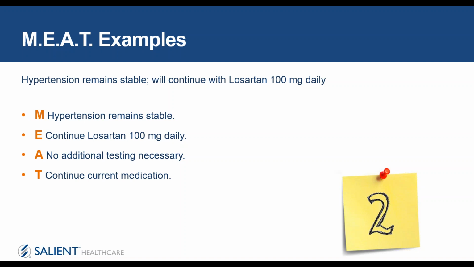So here we have a hypertensive patient who also remains stable, who is taking Losartan 100 milligrams daily. So here we have the M, monitor. Patient once again remains stable. We have E for evaluate. We know they're on medications. We don't have any tests here, but they're stable, so keep it up. A, assess. There is nothing else needed, so patient's doing well. And then lastly, you have T, treatment, which is just, again, continue current medications.